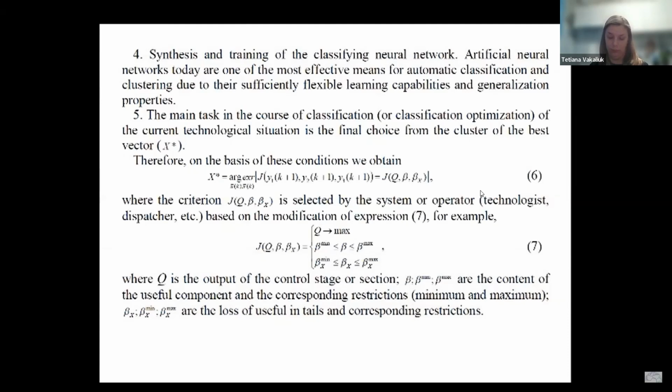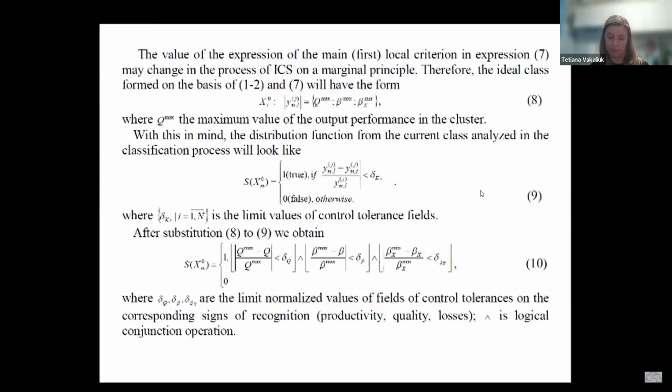5. The main task in the course of classification, or classification optimization, of the current technological situation is the final choice from the cluster of the best vector. Therefore, on the basis of these conditions we obtain 6. Making a final decision on the suitability, or unsuitability, of the classification results.